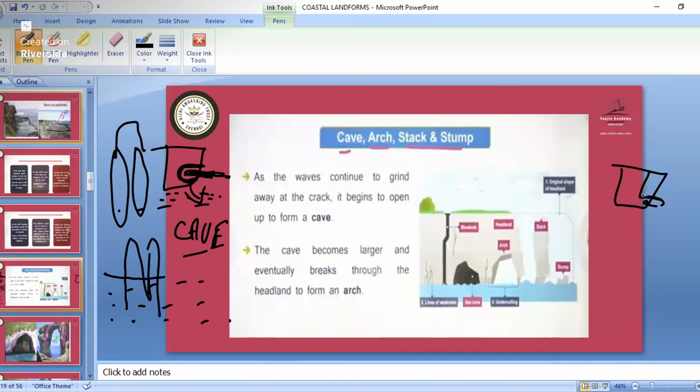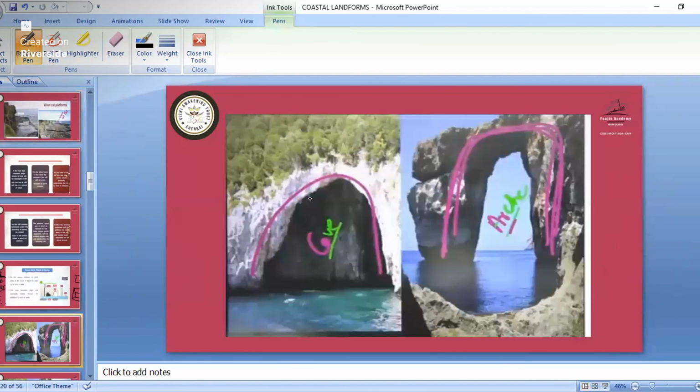See here, this is vertical, and in the landform we have something like a cube. These both parts are attached, like you can see in here. So here the formation of the cave will take place. And after some time, when the formation of the cave has taken place, now water will be continuously hitting.